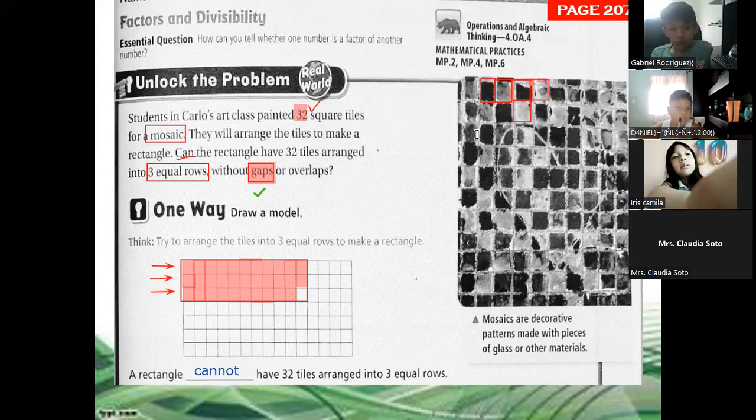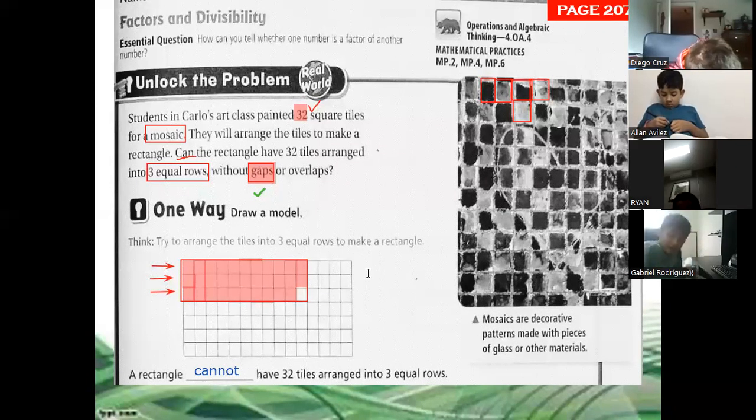Finished? Yes. Okay. I need to change this. And remember, this rectangle has a specific number of tiles. It's not that you are going to color it to the size you want or however you like. No, it has a specific number of squares. It's not as you wish, okay?